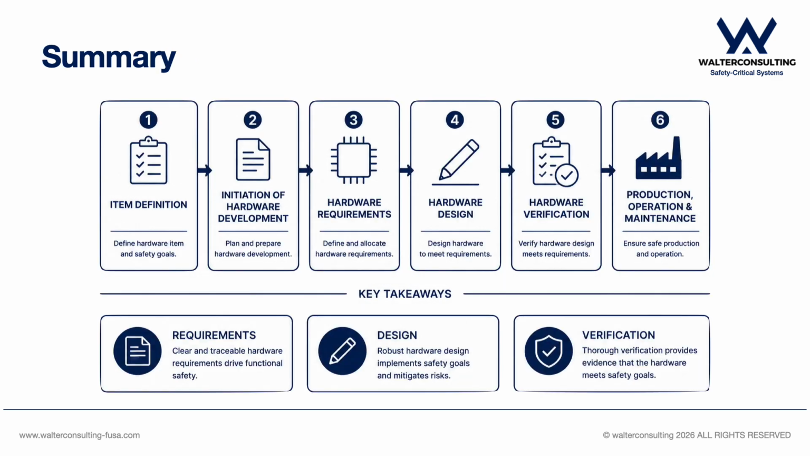Let's summarize the key points. ISO 26262 Part 5 focuses on the development of safety-related hardware. It begins by defining hardware safety requirements. These requirements guide the hardware design. The architecture is evaluated from a functional safety perspective. Random hardware failures are considered. And finally, the integrated hardware is verified. Together, these activities help ensure that automotive hardware contributes to the overall safety of the vehicle. This completes the hardware development perspective within ISO 26262.